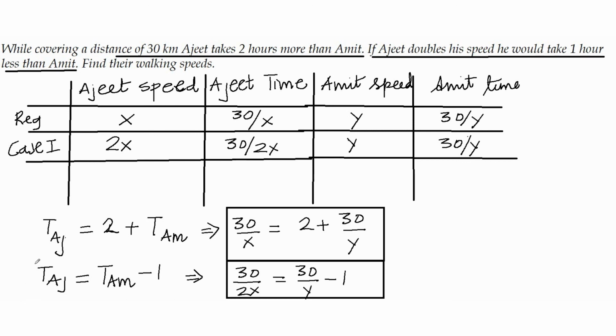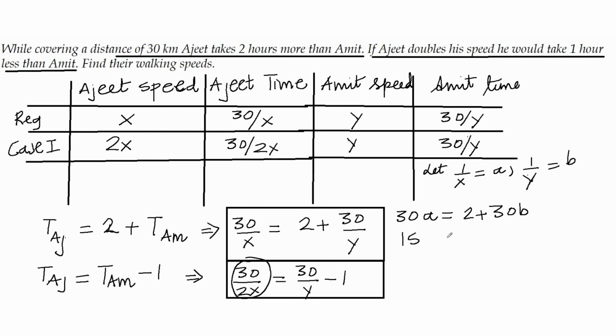So now I can make some substitutions, right? I can say let 1 by x be equal to a and 1 by y equal to b. So the equation that I will get is 30a is equal to 2 plus 30b. That's the first equation. And 30 upon 2x is going to be 15 upon x. This term is going to be 15 upon x. So it will be 15a equals 30b minus 1.